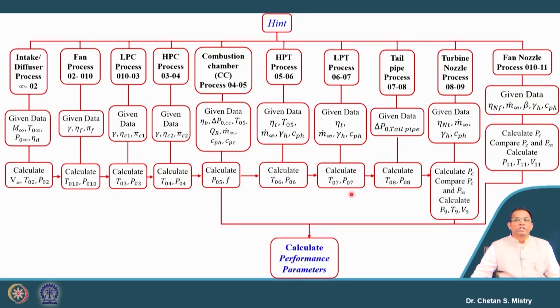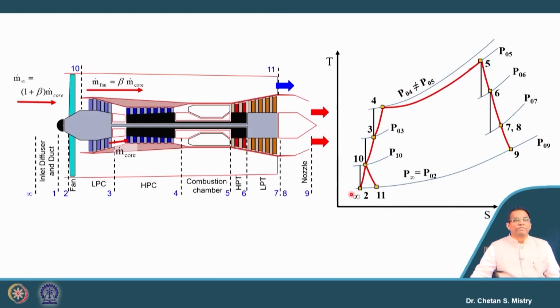Once we have all this information available, we will do our calculation for the performance parameters. Okay. So, this is how we will be proceeding. Let us start with the very first component here. As I told, the very first thing you need to do is make a practice of making the line diagram. First, make the line diagram like this.